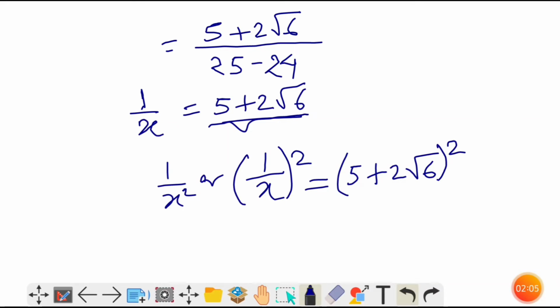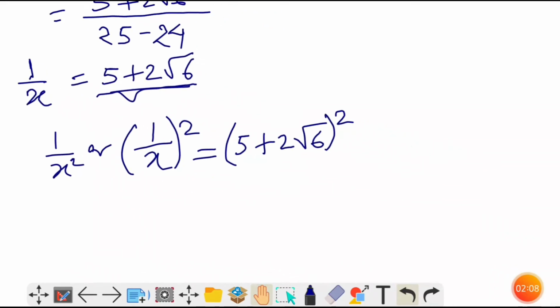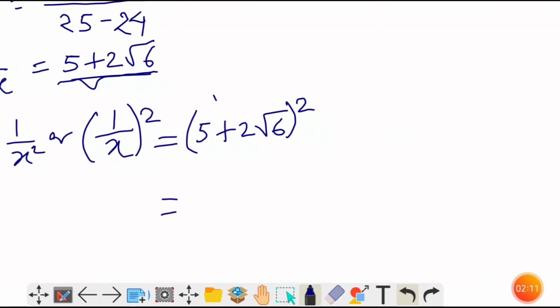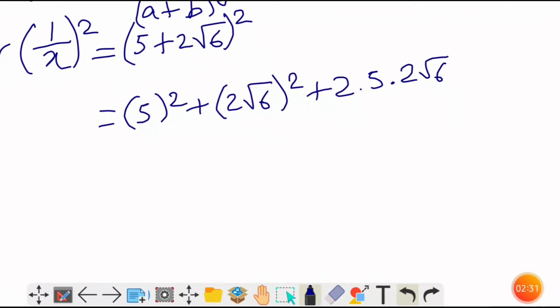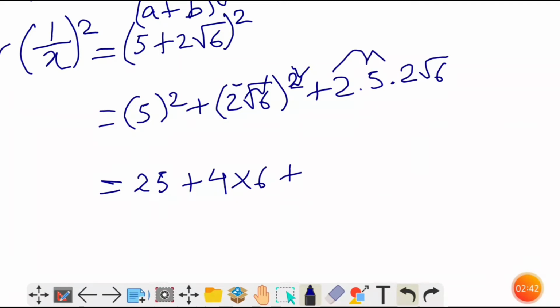So here we are using the formula (a plus b) whole square. (a plus b) whole square is a square plus b square plus 2ab. A is 5, b is 2 root 6, plus 2 into a, that is 5, into b, that is 2 root 6. Solving it, we get 5 square is 25 plus 2 square is 4 into 6, plus 2 5s are 10, 10 2s are 20 into root 6, 20 root 6.